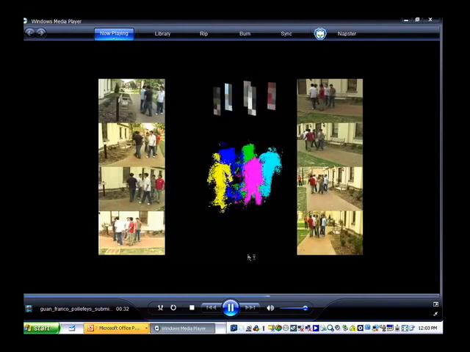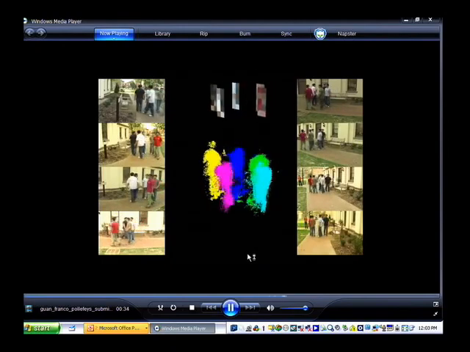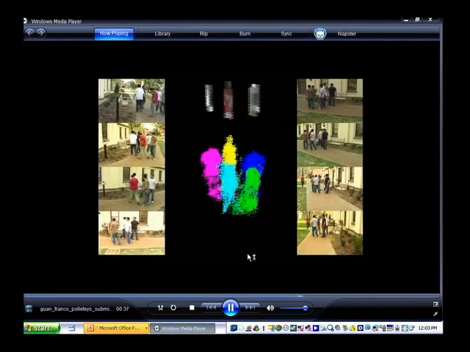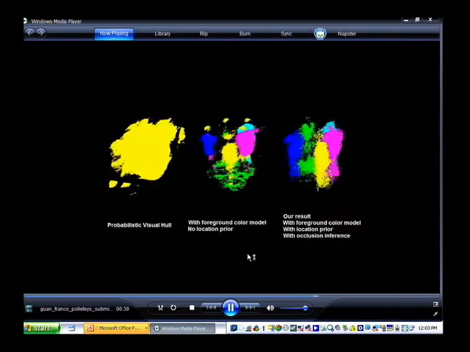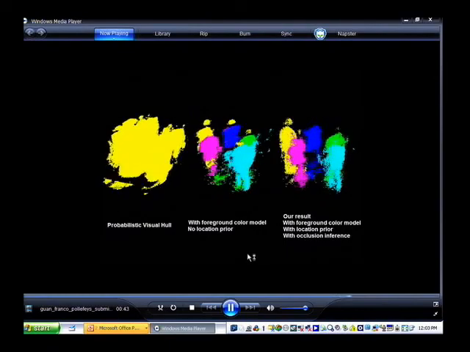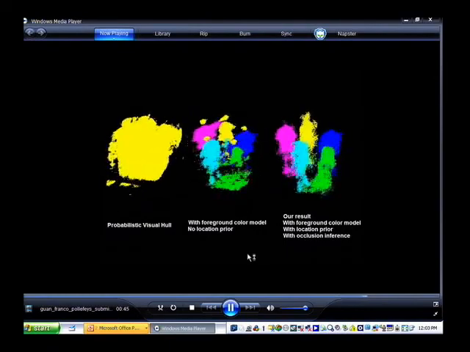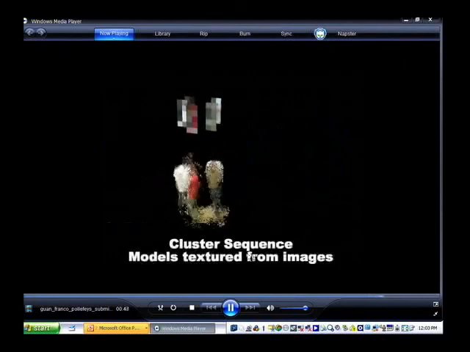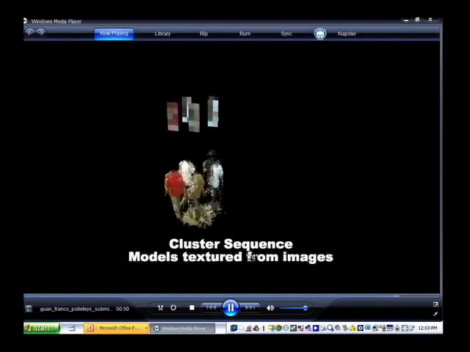So this is what you see. It's not yet perfect, but you actually get quite consistent results, and we're able to disentangle all the different people. If you just do a standard visual hull technique, you get one big blob, and it all looks like one opaque, big cluster. And so here, throwing the texture on top of it.